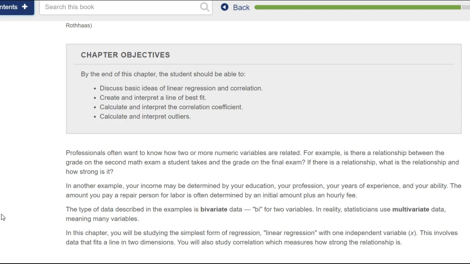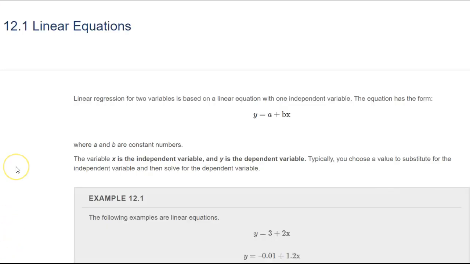There are two types of data that we're going to be describing: bivariate, bi meaning two variables, and multivariate, which just means many variables. Could be 3, could be 4, could be 5. So in this case, we'll be dealing with the simplest form, which is a line. When you have two variables, that creates a line. So we're going to be calling it linear regression. All right, let's jump in.